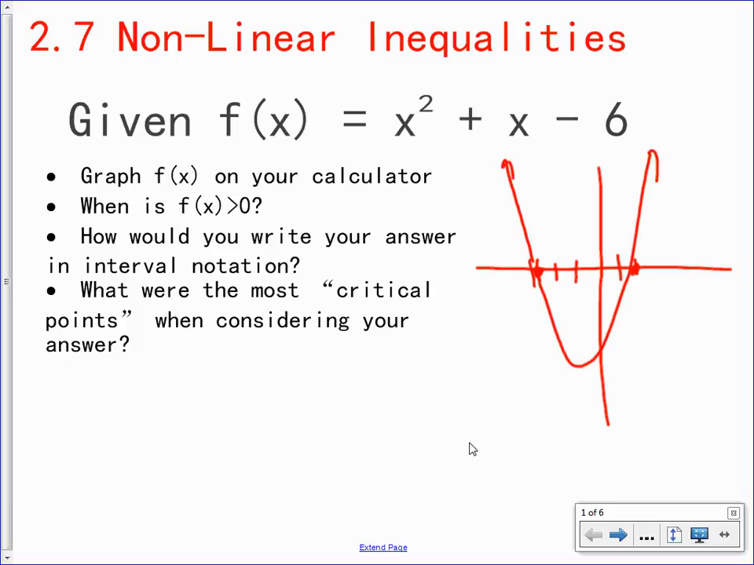Okay, here's your graph, right? So Matt, just describe to me, when is f of x greater than 0? It's greater than 0 after the x-intercepts. After the x-intercepts. So up here where our graph is positive, right? Okay, so how would we write that in interval notation?